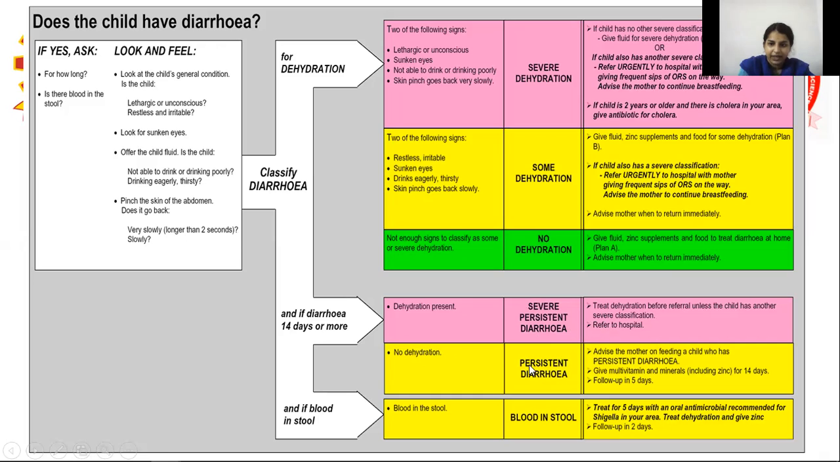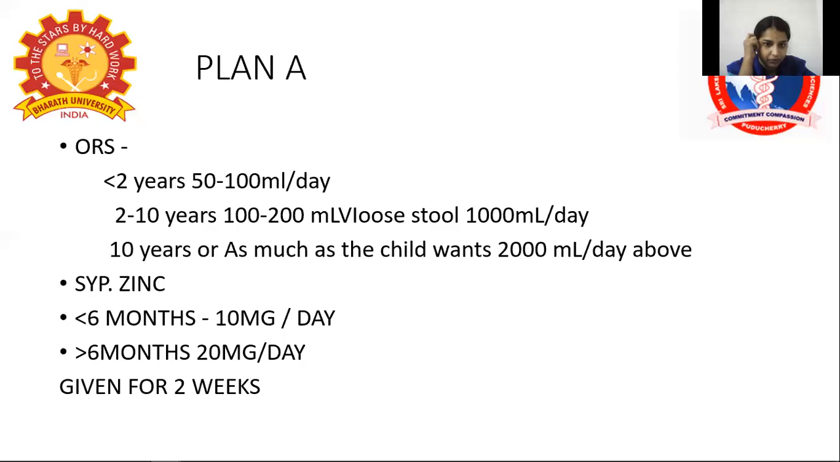And for persistent diarrhea, you will just give the child multivitamins and zinc, and follow up. According to the presence of blood in stools, we'll have to treat the child with oral antibiotics. For Shigella treatment, we usually give cefixime at 8 to 10 mg per kg per day in 2 divided doses for around 5 to 7 days, treat dehydration and give zinc. Follow up the child.